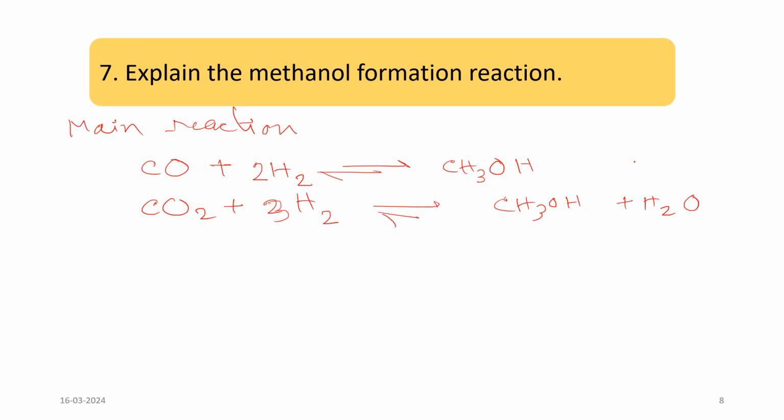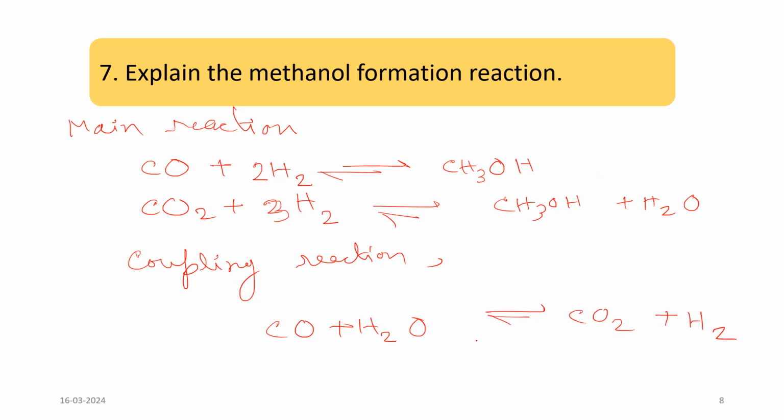So these two are exothermic equations. Side by side there is a coupling reaction occurring in the same reactor, that is CO plus H2O produces CO2 plus H2. That is the water gas shift reaction. Due to the water gas shift reaction, carbon monoxide produces carbon dioxide, and this carbon dioxide also reacts with hydrogen and produces methanol. So from both carbon monoxide and carbon dioxide, methanol can be formed. These are the equations.